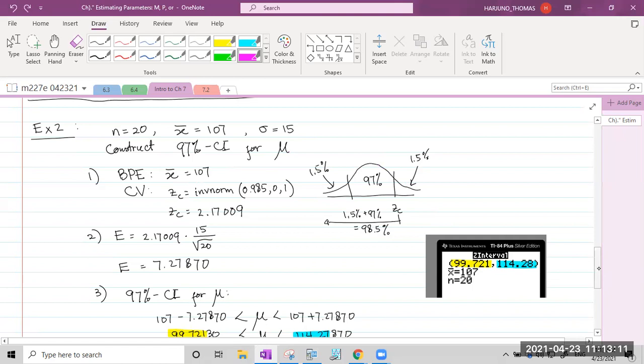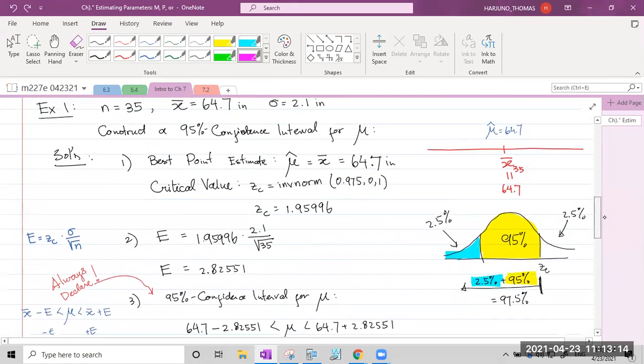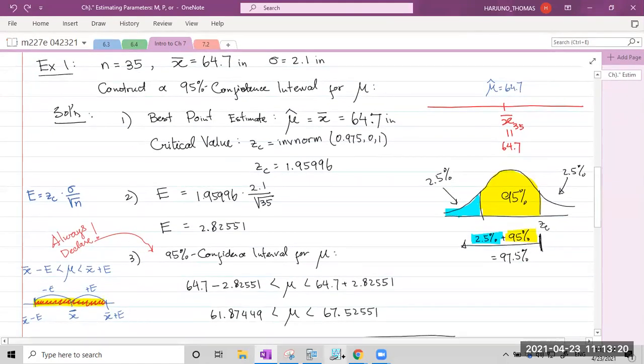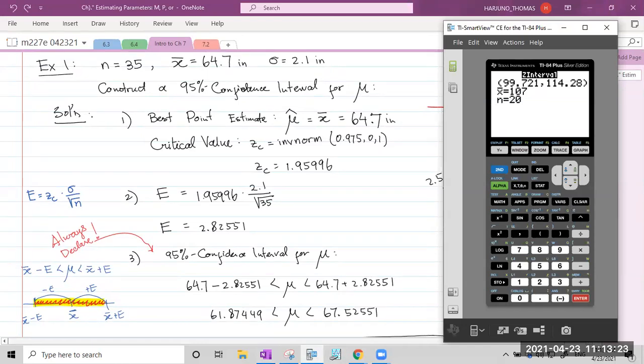Now let's try to confirm our answer in example 1. Take a look at the calculator. We start all over, go to stat, test, Z interval, not C test, Z interval. The input will be the statistic where the sigma is 2.1. The mean is 64.7. Sample size is 35. Confidence level 95%, 0.95.